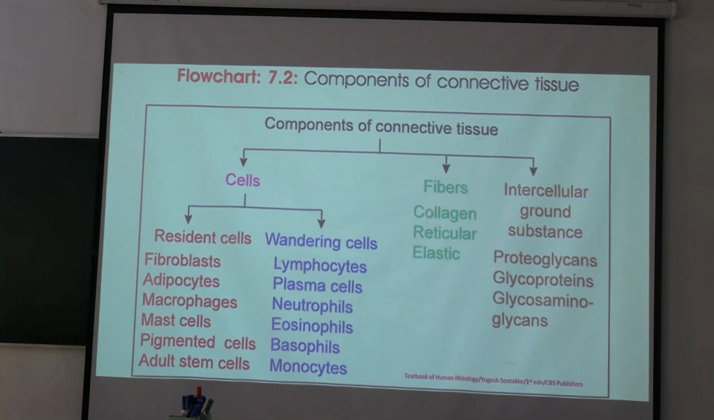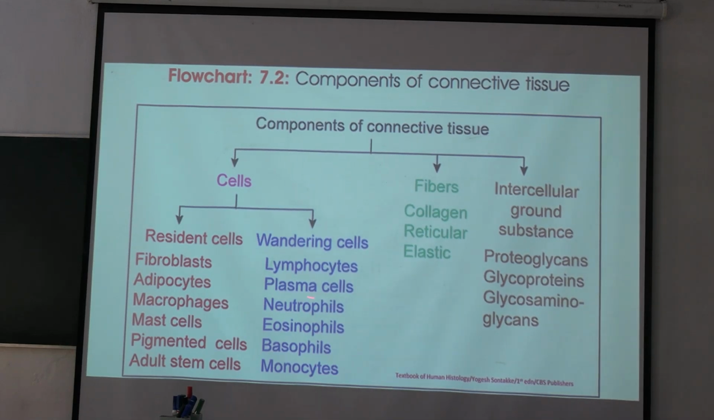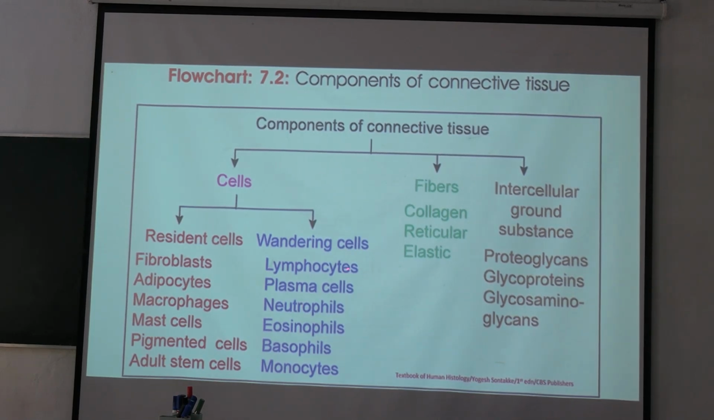This is a summarization of the components. Components include the cells. Cells are resident cells and wandering cells. Resident cells are fibroblast, adipocytes, macrophages, mast cells, pigmented cells and adult stem cells. And wandering cells are the lymphocytes, plasma cells, neutrophils, eosinophils, basophils and monocytes. These are the wandering cells or migrant cells.